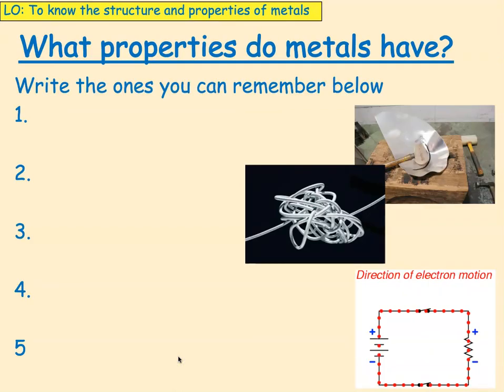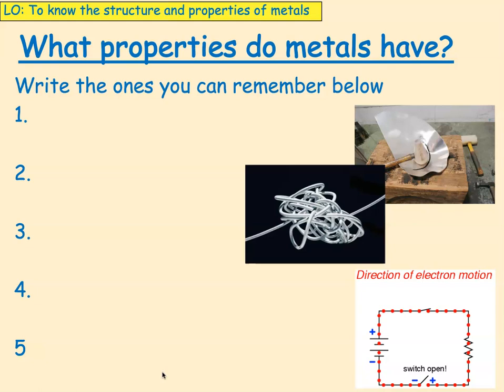Now we're going to look at a different thing that we call metallic bonding. But in fact, metallic bonding is just how the metal is arranged inside itself. So it's not about metals bonding with another element. It's just about basically how metal particles stick together and the structure of metals. The first thing I want us to do is to write down some of the properties of metals. So pause the video now, write down what you remember about the properties of metals, and then come back when you've done it.